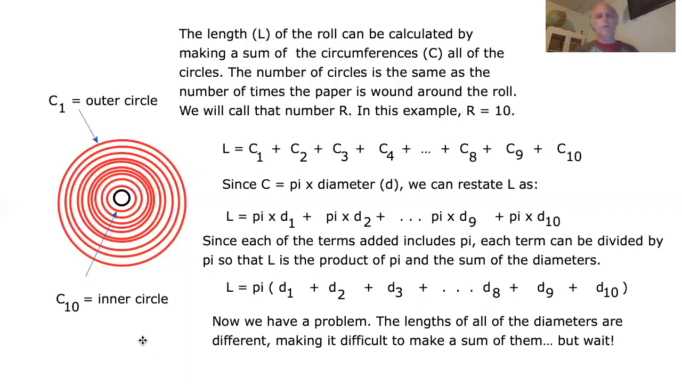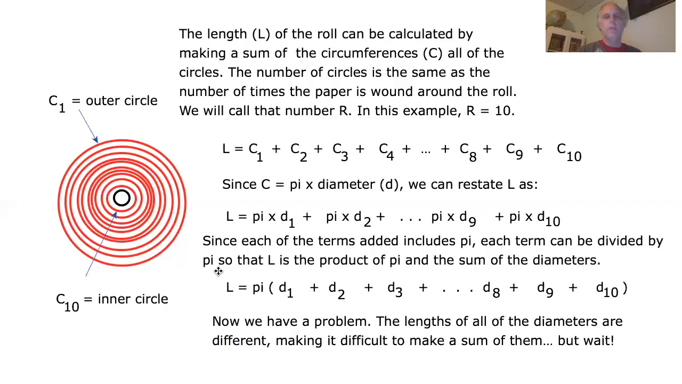All right, so let's go further in our analysis of the math. We can notice that each one of the terms of this equation, for example, pi times d1 is one of the terms and pi times d2 is another term, all of them have pi. In each case, pi is one of the factors, pi being multiplied by a diameter.